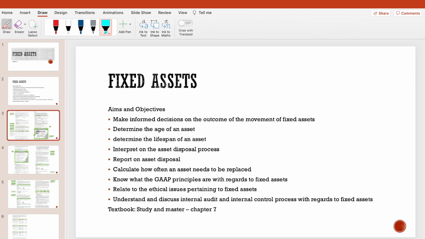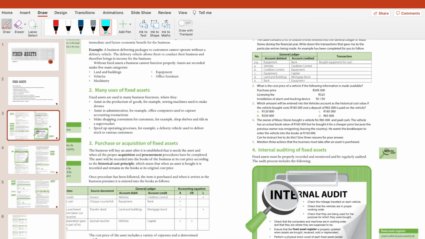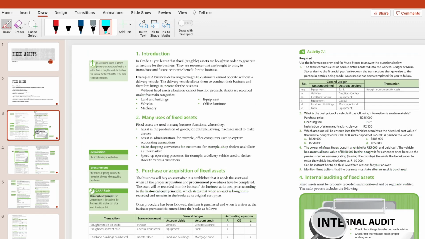Okay, so if we look at the introduction here, we see that in grade 11 we learned the fixed assets are what we bought in order to generate an income for the business, and usually that will be either our land and buildings or vehicles, machinery, office furniture and equipment. Land and buildings do not have any depreciation on them, as you can remember, and when we record a transaction or record in our notes our land and buildings, our vehicles and equipment, it will always be at historical cost, if you remember that correctly.